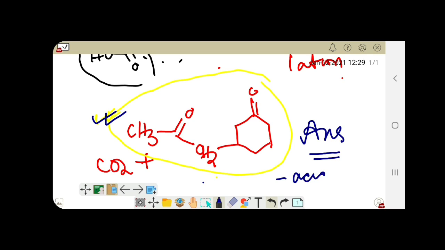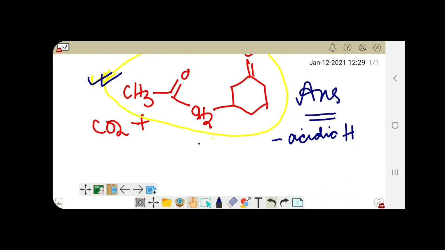You must remember two important things here: the acidic hydrogen concept and the concept of decarboxylation. And another important thing that you need to remember is to look out for tautomerism, because that is also a very hot concept that comes up.